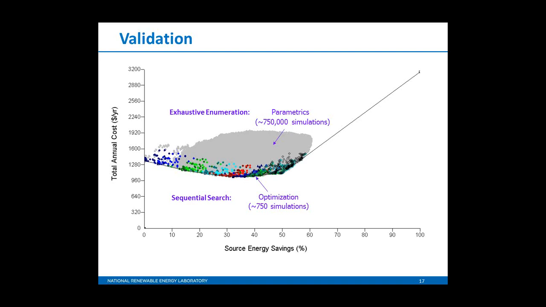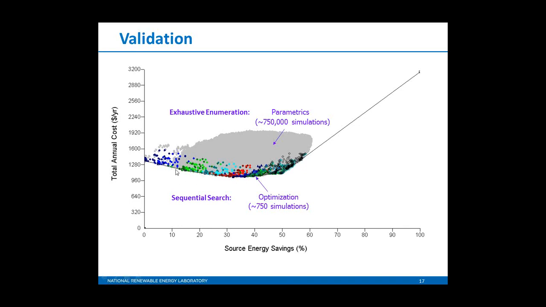We went off and ran every possible combination of simulation. This was something like a week worth of simulation on, I think, 50 different computers. And so this gray cloud of points represents those 750,000 simulations relative to the 750 simulations that we ran on BEopt. It would have taken several hours to run versus days to run on 50 different computers.